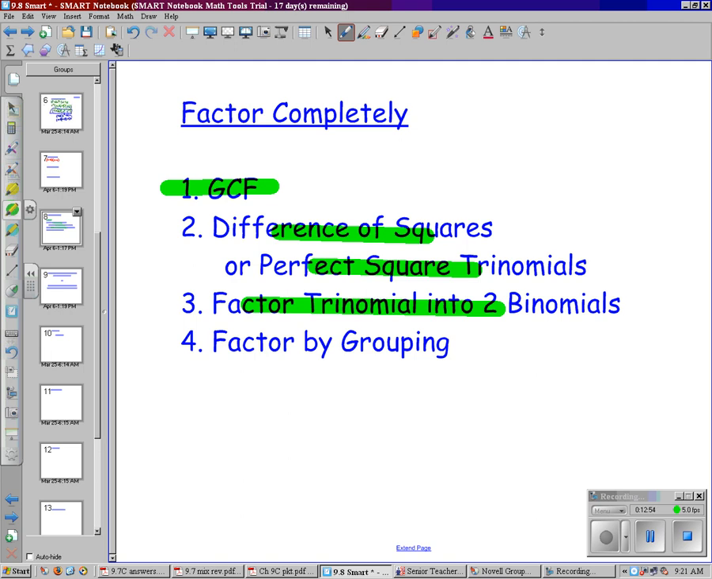Now, if there are 4 terms or more, then you factor by grouping. So 4 or more terms, you're going to factor by grouping. But if it's a trinomial, you're going to try and factor it into 2 binomials. Okay? That's just kind of the order of things you should be thinking about in your head. Can I take out a GCF? Ooh, is there any special pattern that I can just write the answer down? Okay, now I got to do some work. I either got to guess and check or I have to factor by grouping.